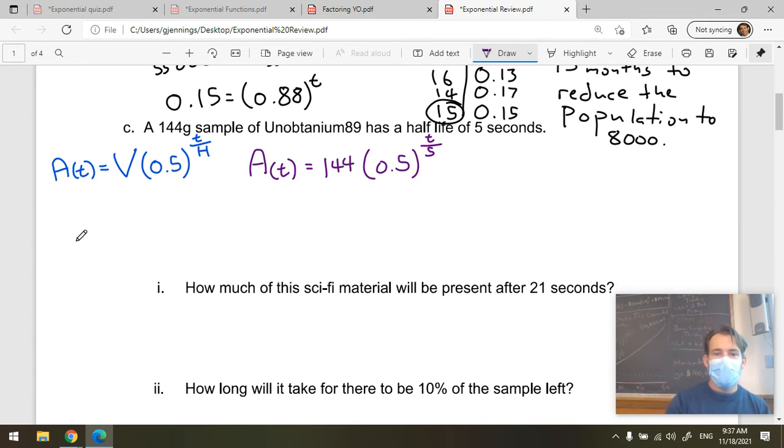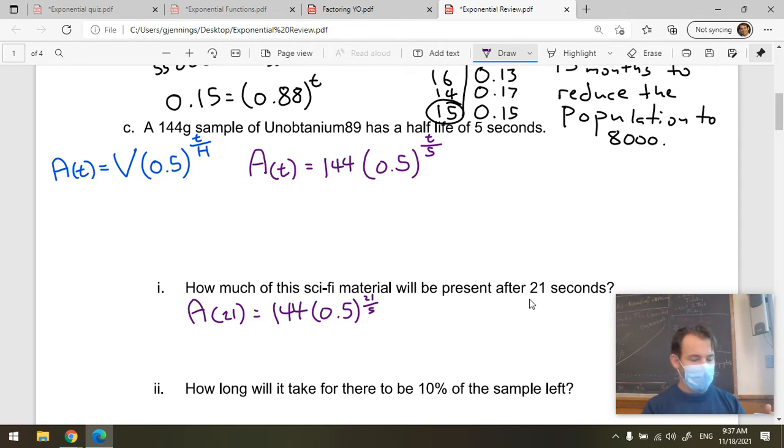So if we want to know how much of this science fiction material will be present after 21 seconds, we just evaluate our function. A at 21 seconds would be equal to, this might also be your interest level in the movie after 21 seconds of it, 144 times 0.5 raised to the power 21 over 5. 21 over 5 is not a nice number, but it's easily punchable on my calculator. So now I'm going to punch it, observing BEDMAS. Quick BEDMAS lesson, do this exponent first, and do this division first as well. 21 divided by 5 equals, okay, 4.2.